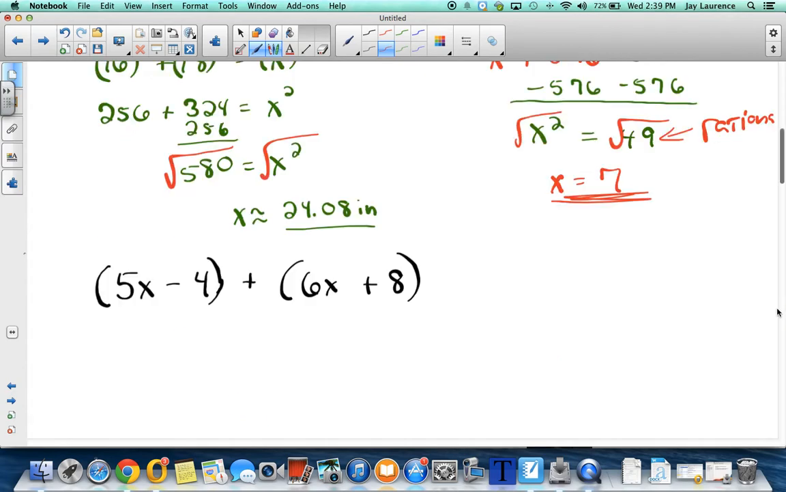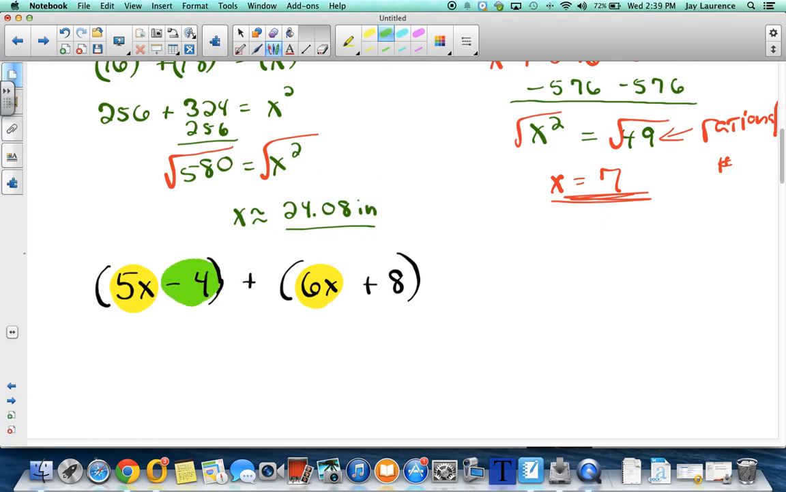A rational number. Okay. All right, now coming down here, we're going to combine some like terms. All right, I've got the quantity of 5x minus 4 plus the quantity of 6x plus 8. Well, when I do that, I've got a 5x and I've got a 6x.